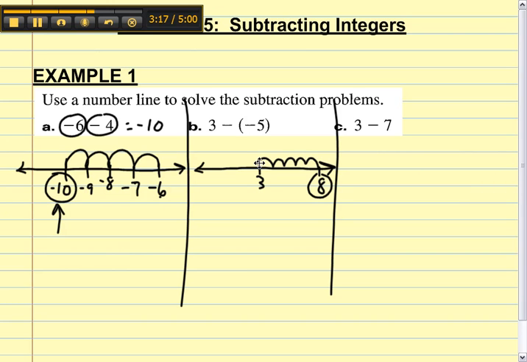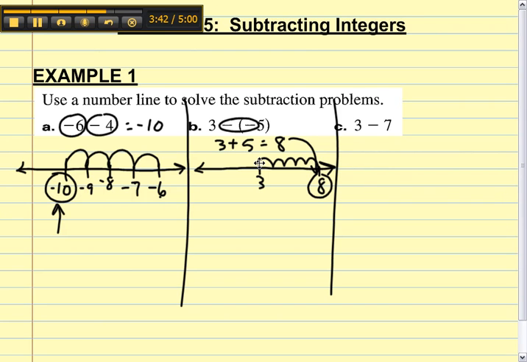Now, let's do it the way we learned the other day. What do I not like about the way this looks? Elise? There are 2 signs there, right? What does a negative and a negative turn into for us, Daniel? Addition. 3 plus 5 equals 8. You can also do it that way. That's perfectly fine with me.